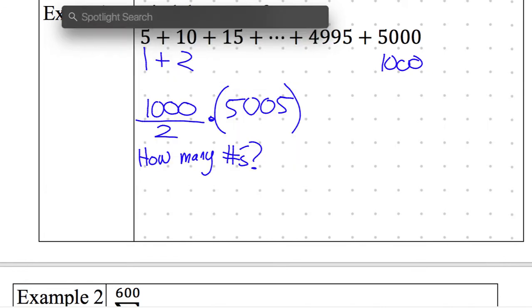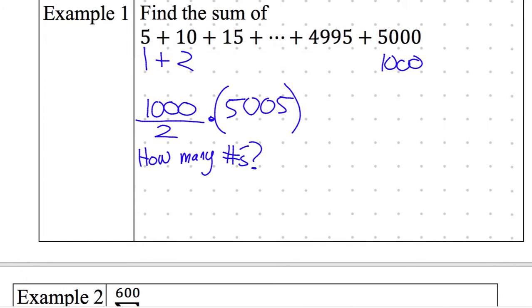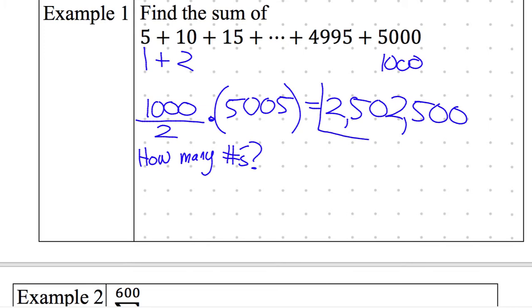2,502,500. All right, 2,502,500. I'll put commas so that it's easier to read. There's our answer. Does that answer make sense? Can you get 2 million just by adding 5 plus 10 plus 15? The reason is because you're adding multiple thousands over and over again. 4,000, 5,000, adding 3,000. Once you add up so many thousands, you do eventually count up to 2 million.